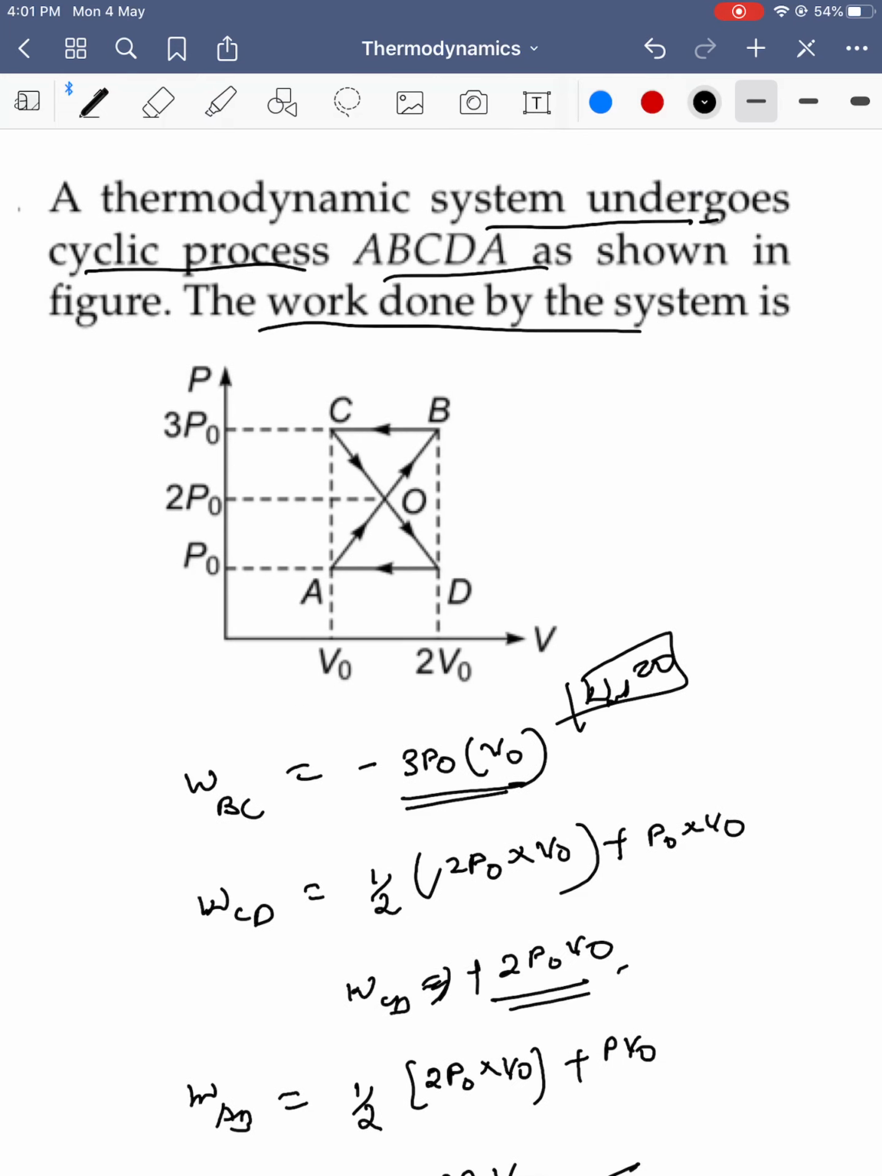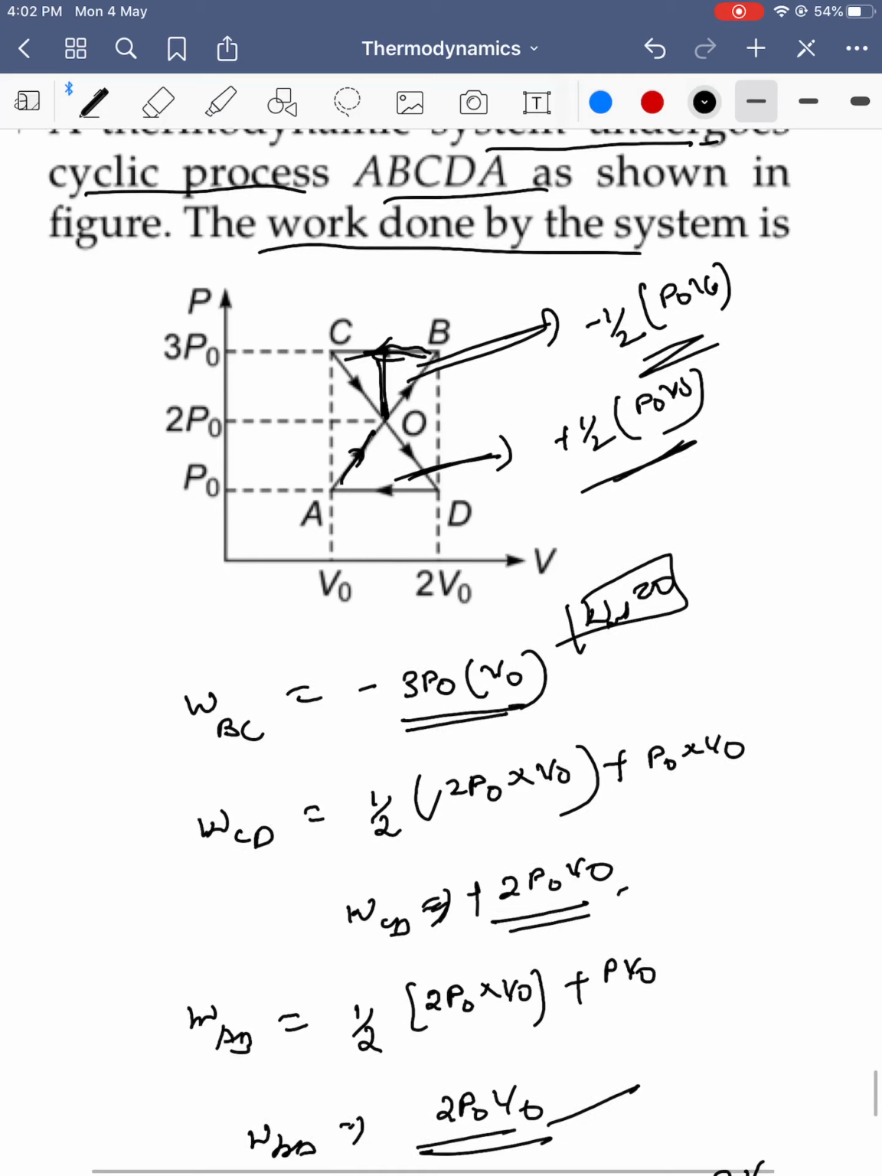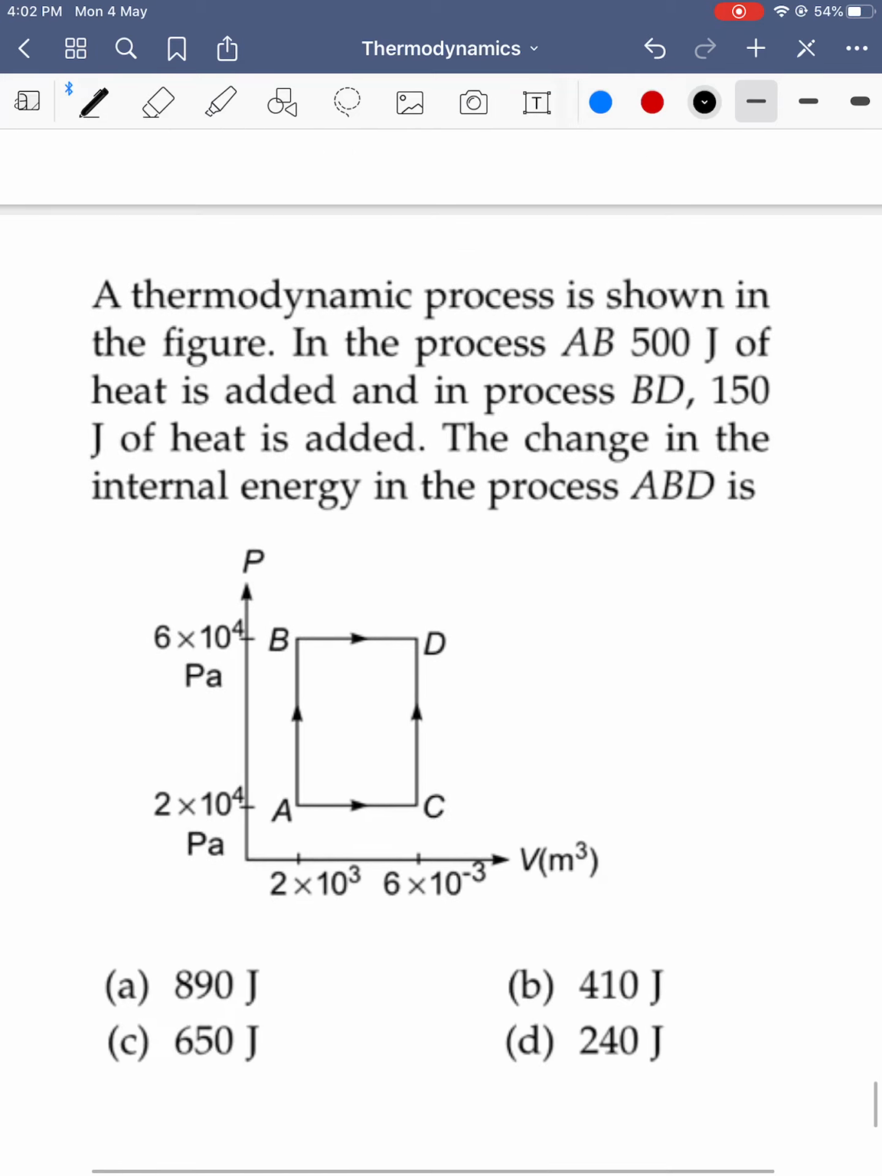If you see the other graph, area under the curve for the first one is equal to minus P0 into width V0, because volume is decreasing and dominating. For the bottom one, volume is increasing, so work done will be plus half into P0 into V0. Add these two, net work done becomes 0. So let's go to the other question.